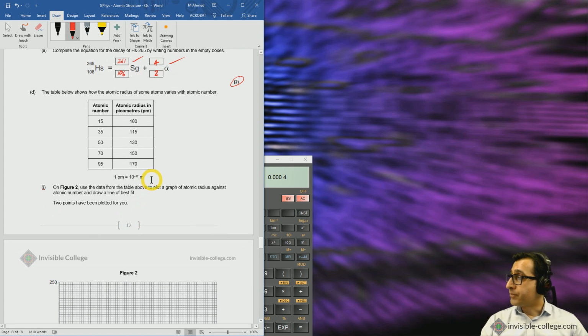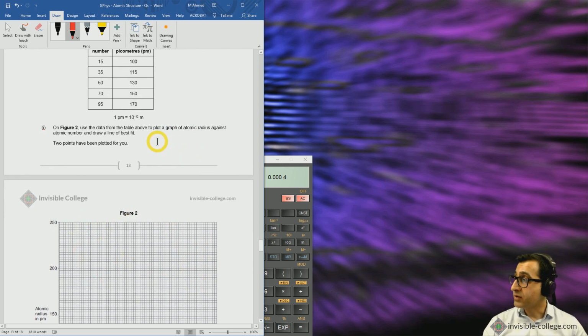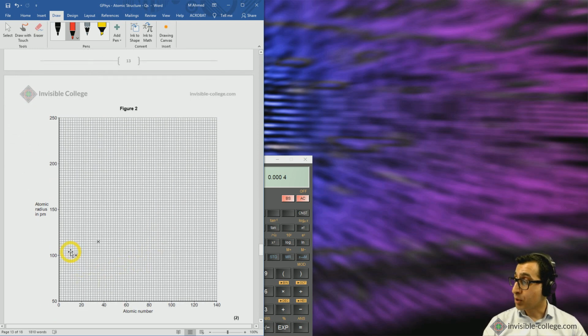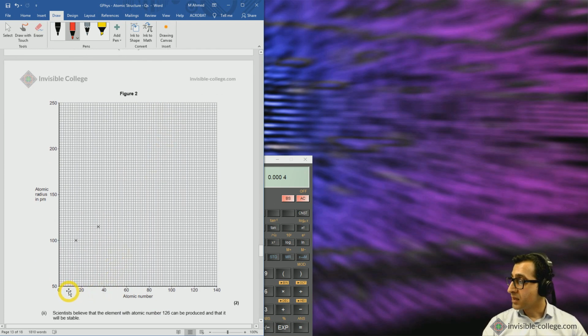So part D. The table below shows how the atomic radius of some atoms varies with atomic number. And we're being given those atomic numbers and also the atomic radius in picometers. Now 1 picometer is 1 times 10 to the power minus 12 of a meter. On figure 2, the graph, use the data from the table to plot a graph of atomic radius against the atomic number and draw a line of best fit. So they've plotted 2 atomic numbers for you. So we see here the graph.